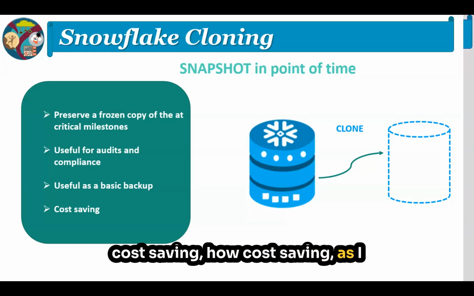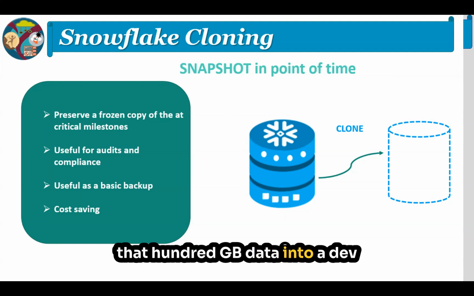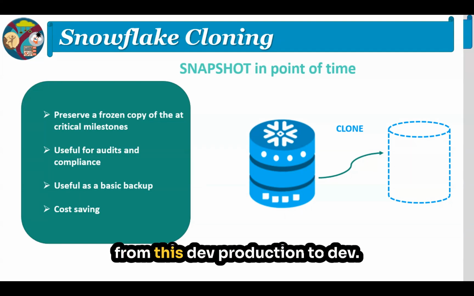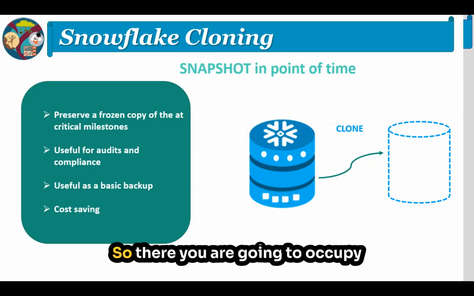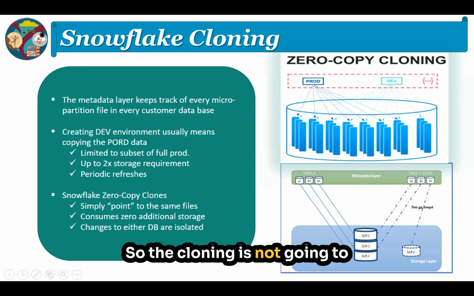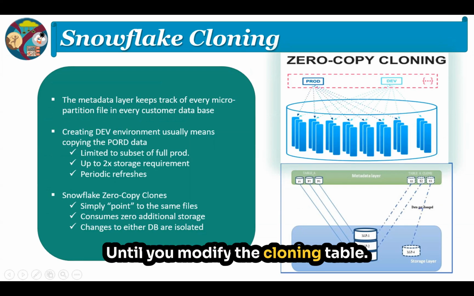How cost saving? As I mentioned, if you want to copy that 100 GB of data into a dev environment, you are physically copying the data from production to dev. So there you are going to occupy another 100 GB of storage. But coming to cloning, it is not going to occupy any additional storage until you modify the cloned table. So for example, I have a table with 1 GB of data.